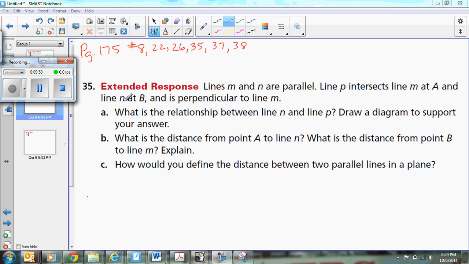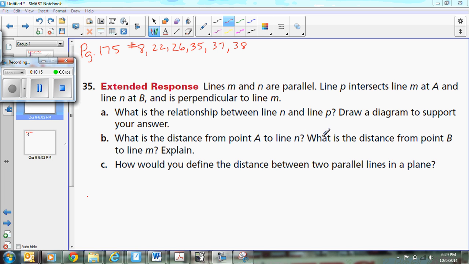Okay. Once again, I think you'll be okay with letter A. When you get to letter B, when it says, what is the distance from point A to line N? Okay, your answer will not be a number. You're going to express your answer as the measure of a segment. Remember, when you write the measure of a segment, you'll write the names of the two endpoints with no bar over the top. So think about answering this question.